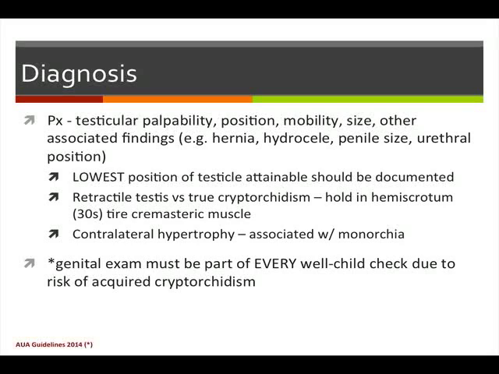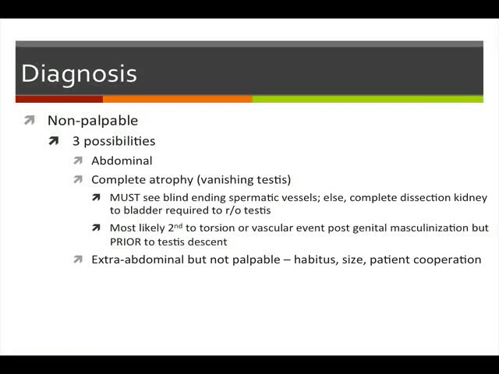And then in terms of retractile or true undescended testicles, you want to bring that testicle into the hemiscrotum, tire out the cremasteric muscle, and see if it stays within the scrotal sac. If there is contralateral hypertrophy with a non-palpable testicle, then this is actually associated with monorchia. The new guidelines do say that a genital exam should be performed as part of every well-child check, because of the risk of an acquired cryptorchid testes.